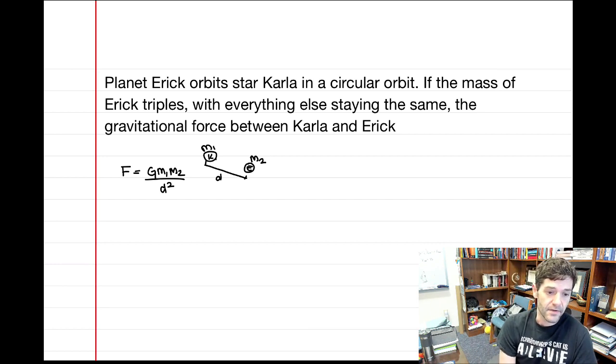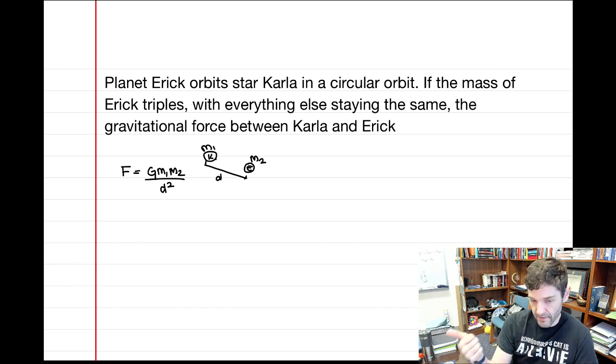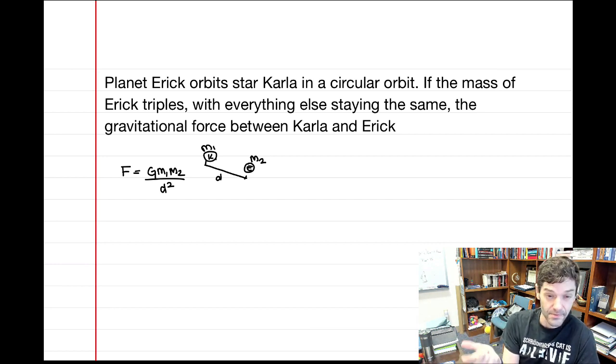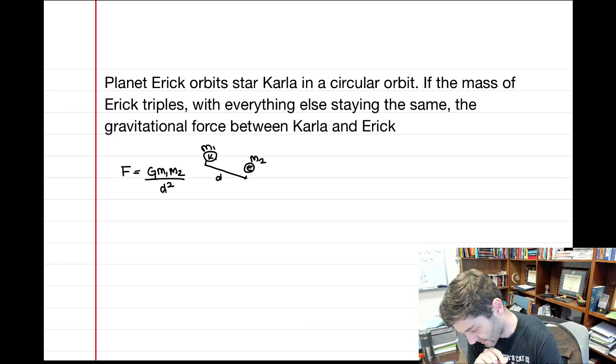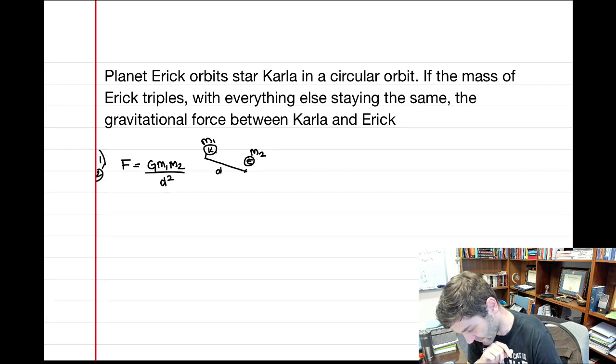So if the mass of Eric triples with everything else staying the same, the gravitational force... So then, step 1, what's the relevant equation? Step 2, do we need to isolate the variable we're interested in? You're interested in the gravitational force, it already is written as F equals something. So this is step 1 and 2 in a sense, because we didn't have to really do anything with 2.